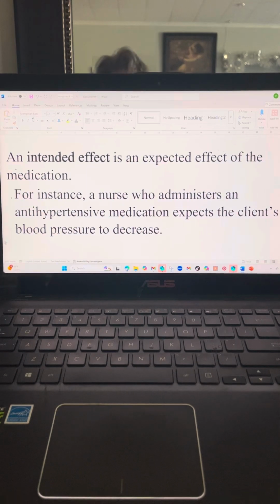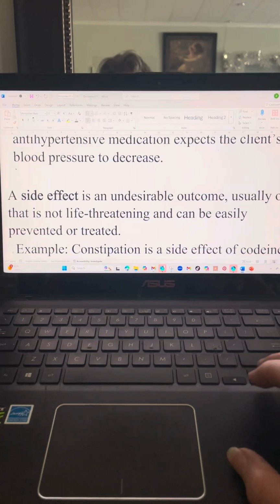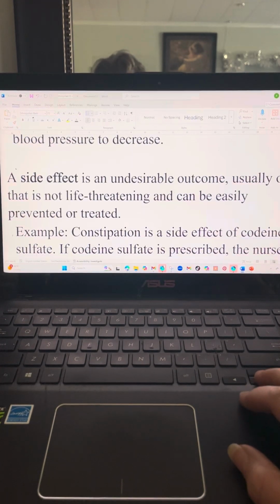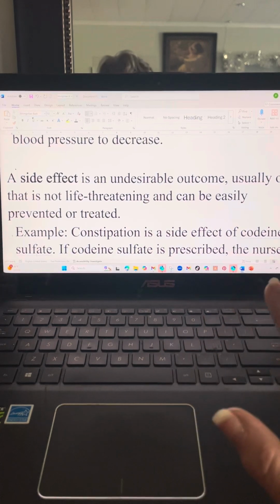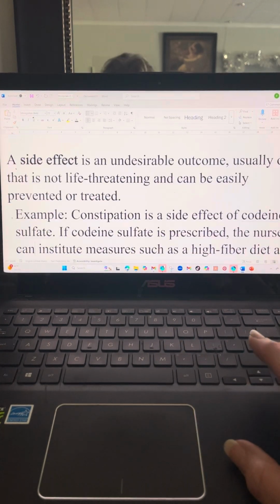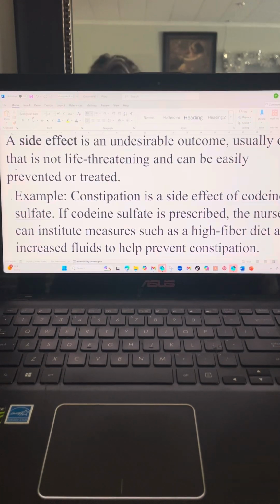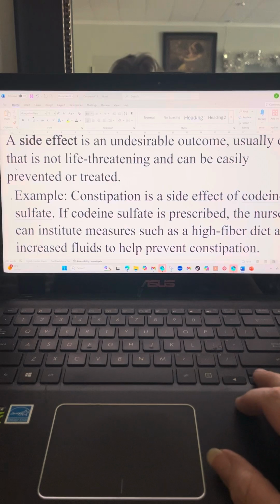So what is a priority nursing action? Check the blood pressure. You get it? All right. A side effect is an undesirable outcome, usually one that is not life-threatening and can easily be prevented. An example of this is constipation as a side effect of codeine, but any narcotic.